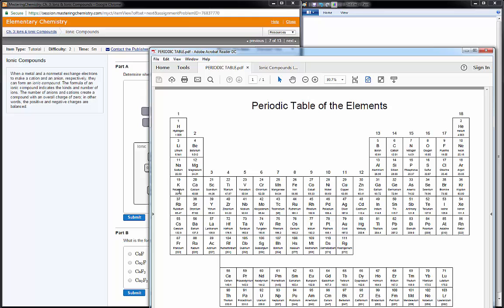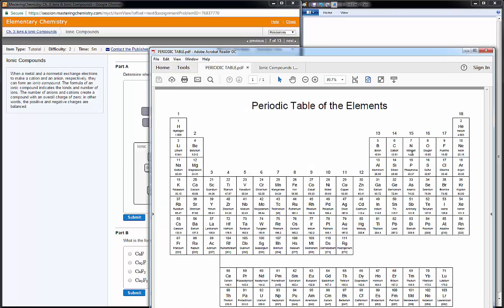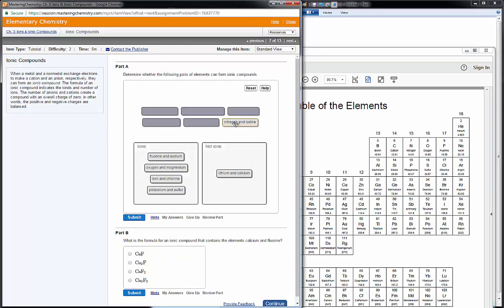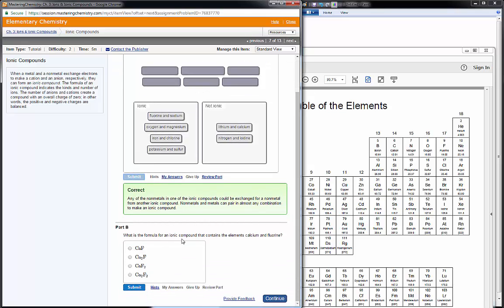Lithium and calcium, lithium's a metal, calcium's a metal, uh-oh, no dice. Nitrogen and iodine, nitrogen is a nonmetal, iodine's a nonmetal, so not ionic. And next, what is the formula for an ionic compound that contains the elements calcium and fluorine? Here you have to notice that the ionic charges must cancel. If I have a charge, I am an ion, but a compound must be neutral by definition. If I'm not neutral, then I'm still an ion.